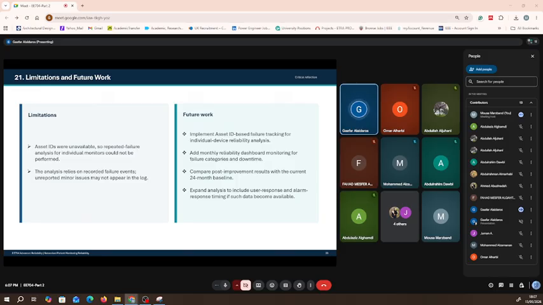Third, post improvement results should be compared with the current 24 months baseline. Finally, if available, future analysis could include user response and alarm response timing data.